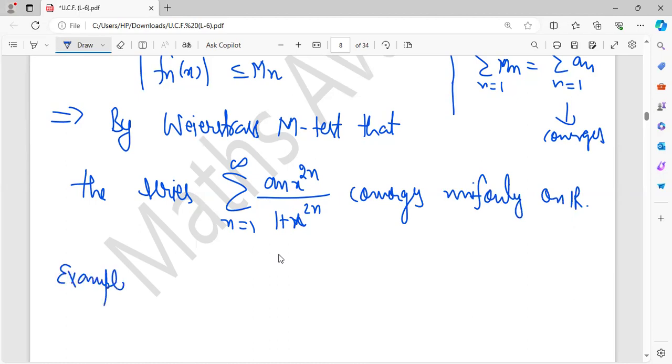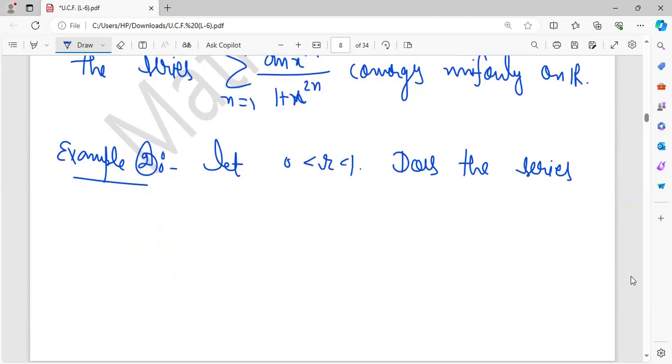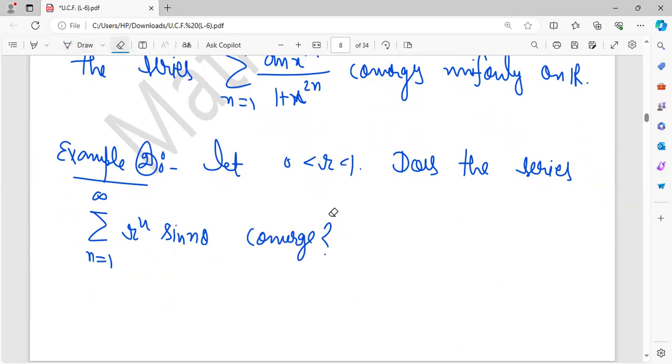Now see the second example. So both the series in example 1 converge uniformly. Okay. Now what about this? So let r be in this range. Then the series r to the power n sin(n theta) converges on R. Here this is a function of theta, okay, and theta belongs to R.